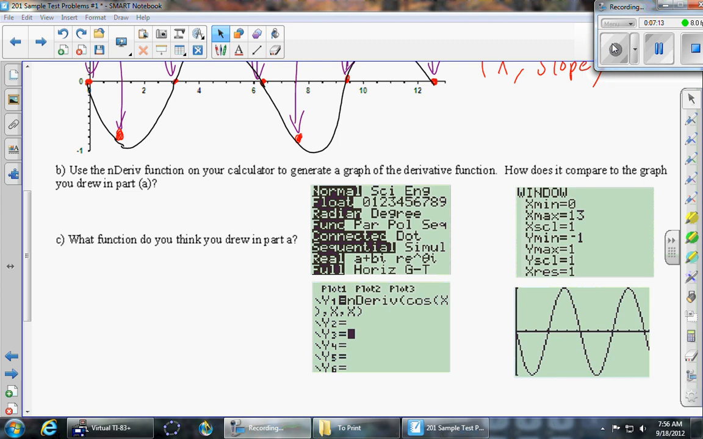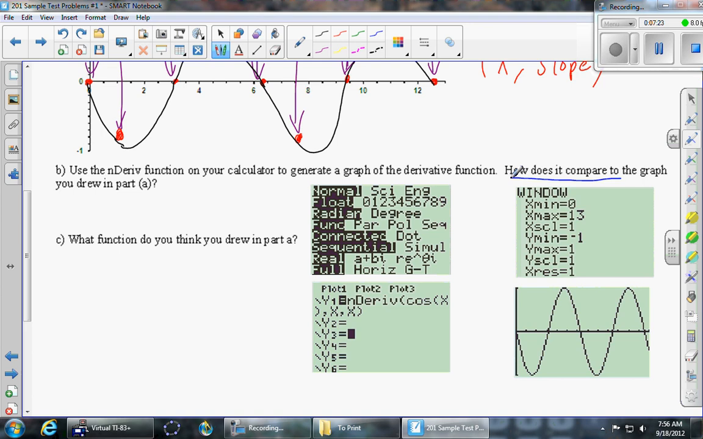Okay, so I went a little crazy with my screenshots here, but just wanted to let you folks have an image of everything that I put into the calculator. And so answering the second part of part B here, it says, how does it compare to the graph you drew in part A? And so the idea here is that it's very close. So we're happy about that.